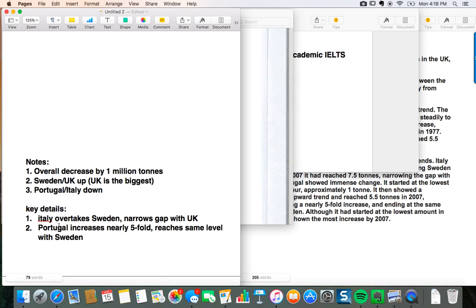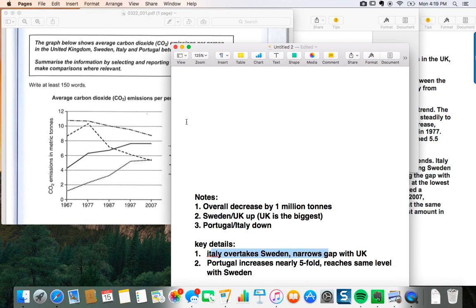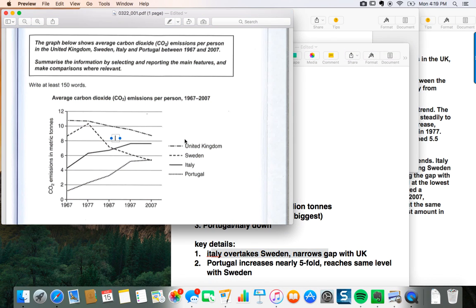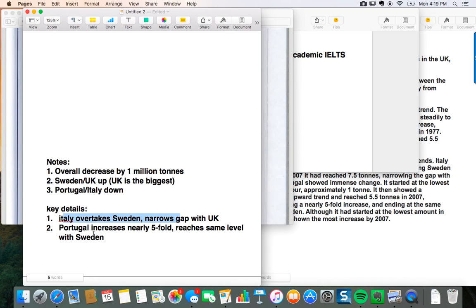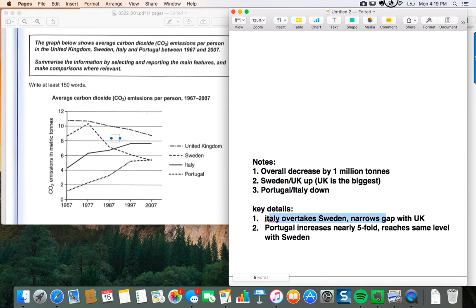So if we look at the notes here, Portugal and Italy are both up. Italy overtakes Sweden. And yeah, that's a good point. It narrows the gap with the UK. So it gets closer to the UK right there. Over here, you can see that Portugal increases. I'll move that. Portugal increases nearly 5-fold. It reaches the same level as Sweden, but is still the lowest. Okay? Even though it's the lowest, it's increased the most. It's showed the most change. And those are the kinds of details you need to get a 7 or 8 or higher.